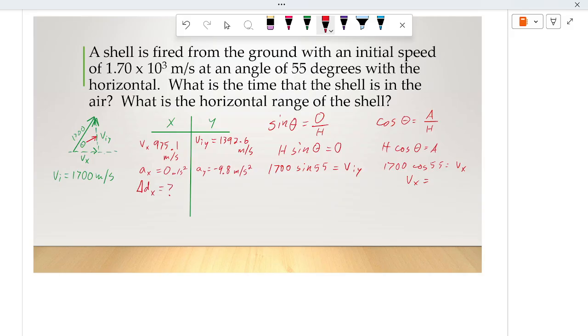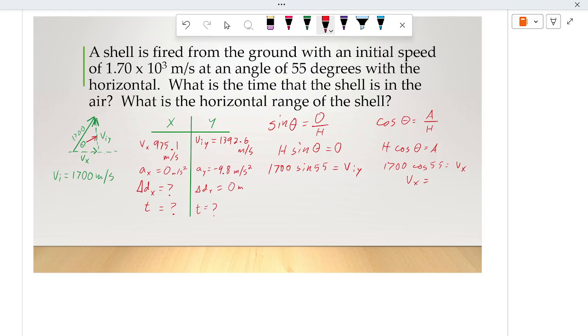And it also wants to know what time is. And so I don't know what my time is, and I don't know what my displacement is. Now that means that I don't know time for the y either, because those are the same. And I do know the displacement in the y direction, and that's because it actually lands back on the ground, which means that the total displacement is 0 meters.